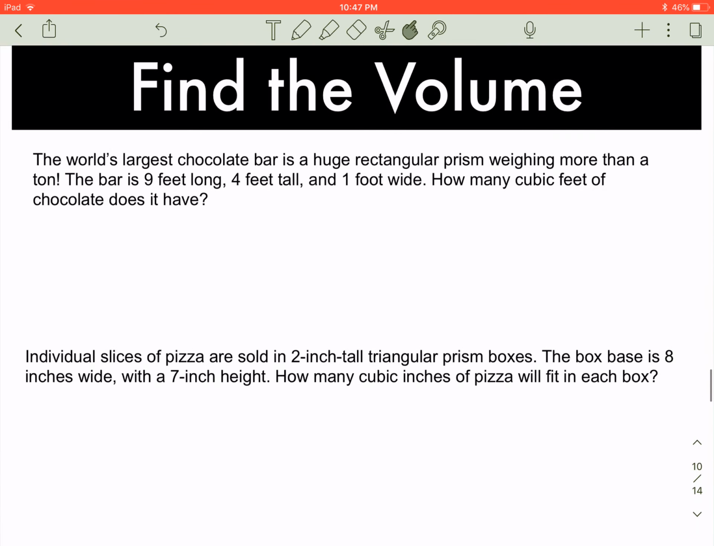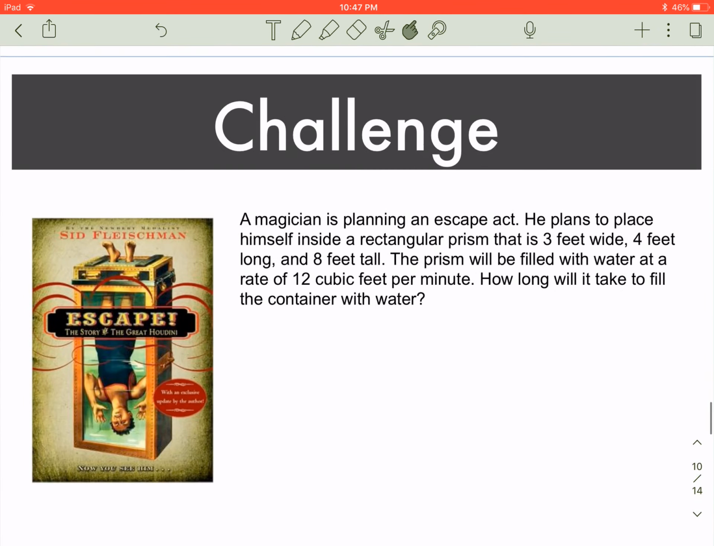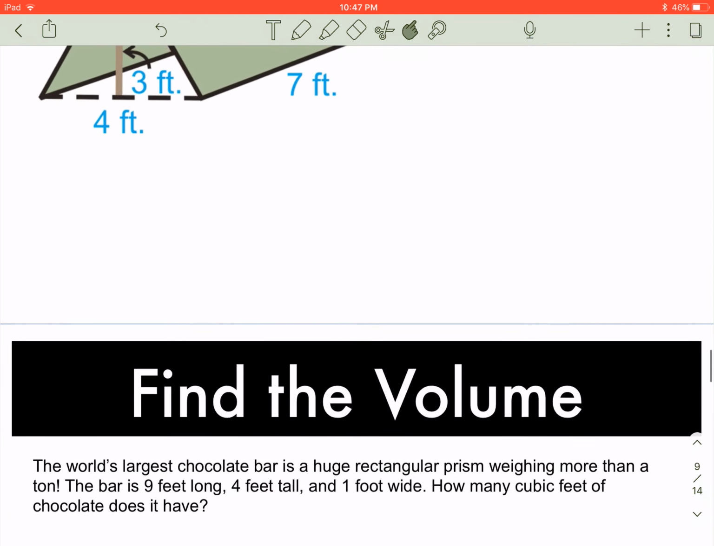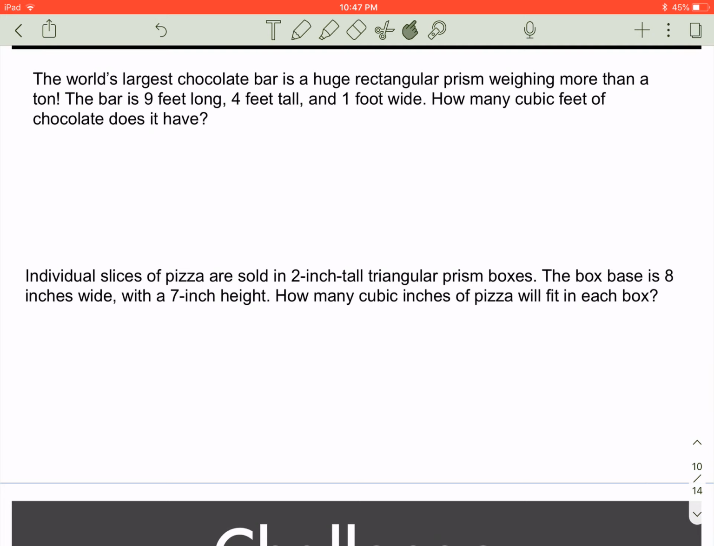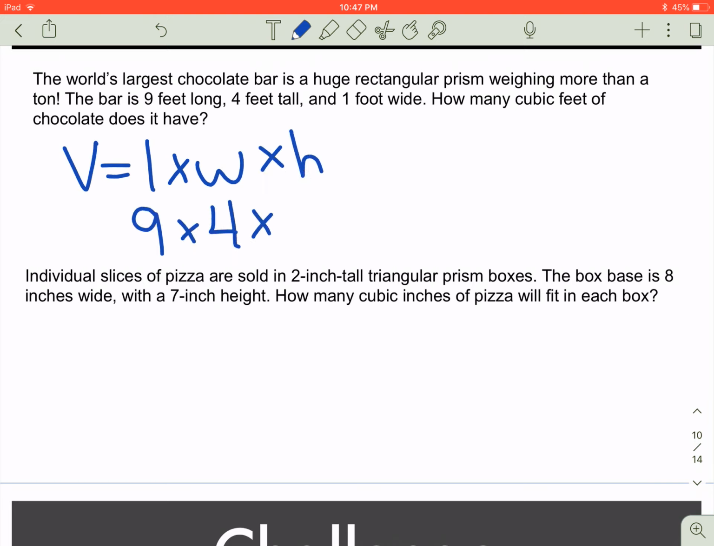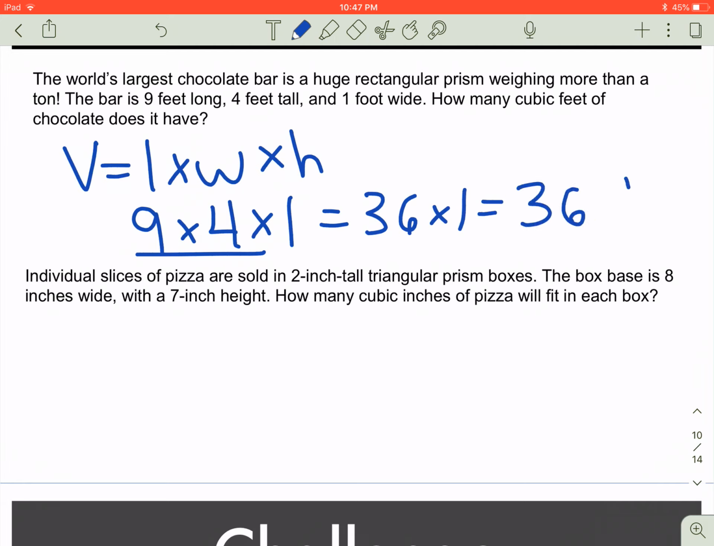I think we can do one more right here. It says the world's largest chocolate bar is a huge rectangular prism weighing more than a ton. The bar is 9 feet long, 4 feet tall, and 1 foot wide. How many cubic feet of chocolate does it have? Well, we know volume equals length times width times height. So I would just take 9 times 4 times 1. If I multiply those numbers together, it would be 36 times 1, or simply 36 feet cubed is my answer.